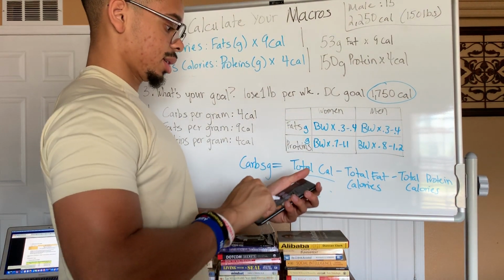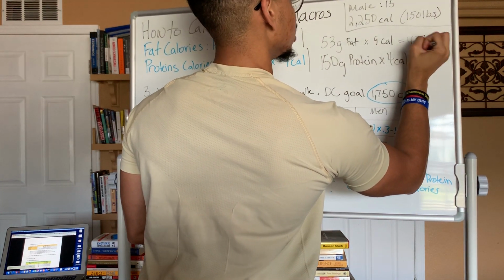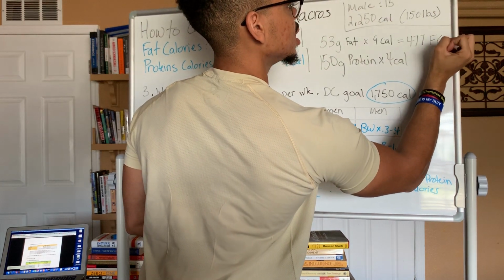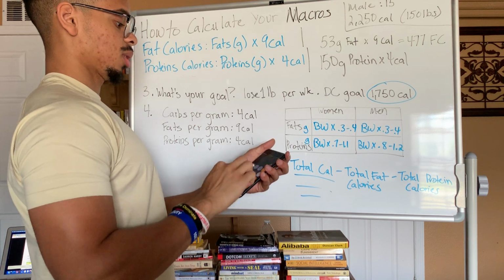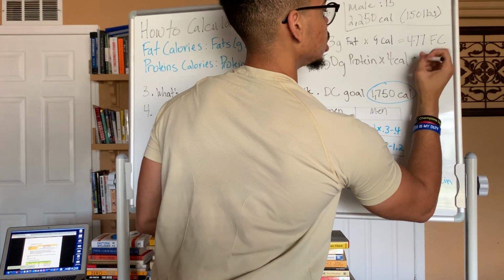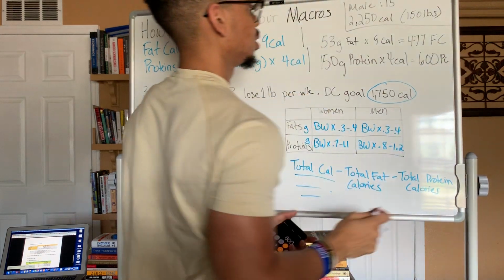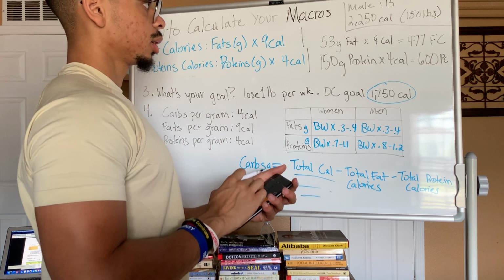So let me do this math real quick. 53 times 9, 477 fat cal. I'll just put FC. And then 150 times 4 would be 600 protein cal. Just to make sure I'm right. All right, so perfect.